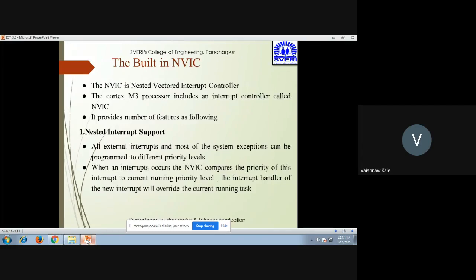Okay, now we'll move towards the NVIC. NVIC stands for nested vectored interrupt controller. The Cortex M3 processor has this interrupt controller, and it has the following features. First one, nested interrupt support. All external interrupts and most of the system exceptions can be programmed to a different priority level. When an interrupt occurs, the NVIC compares the priority of this interrupt to the current running priority level.